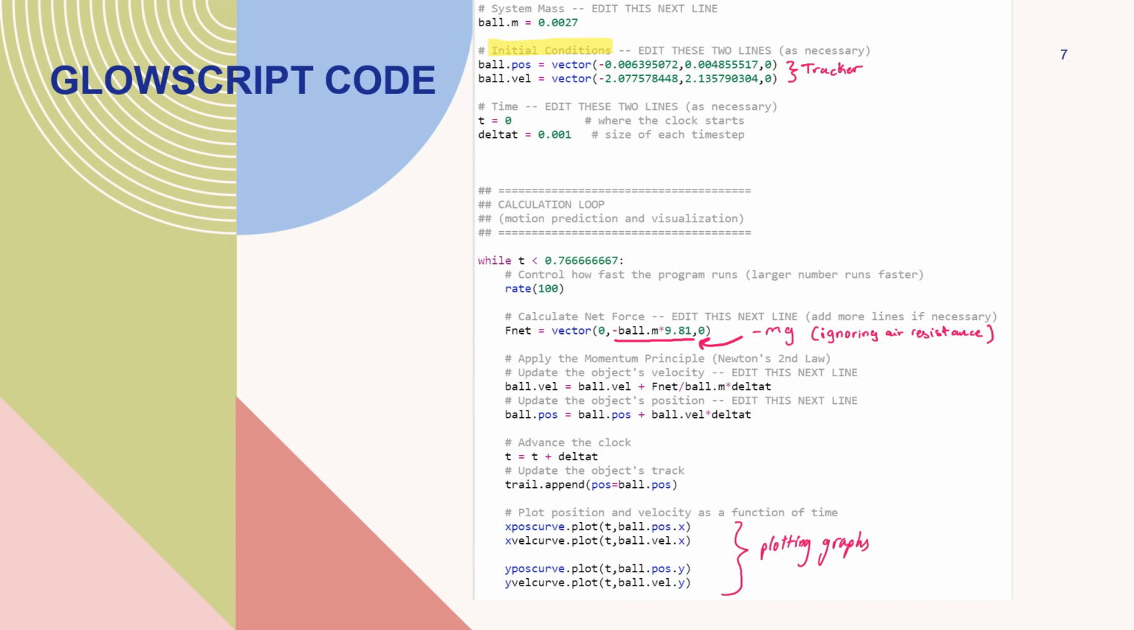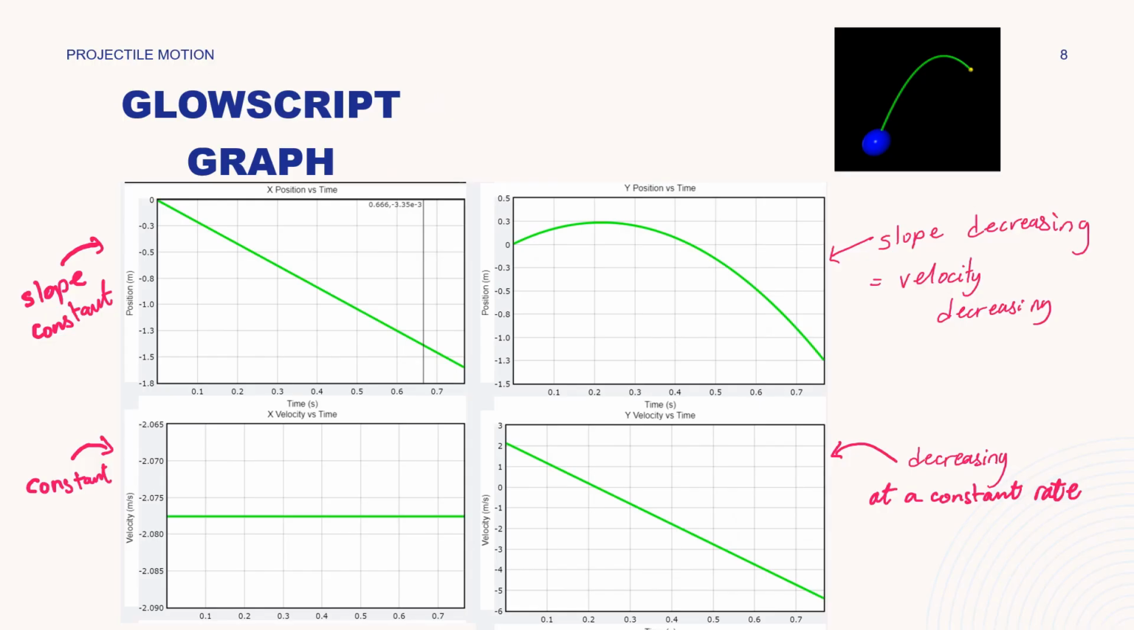And then we have F net, which represents negative mg. We're also ignoring air resistance. That's why the gravitational force is the only force acting. And then we have the velocity and position update formulas. At the very end, we have the code for plotting the graphs for both the x displacement and the y displacement. Here is the GlowScript graph.